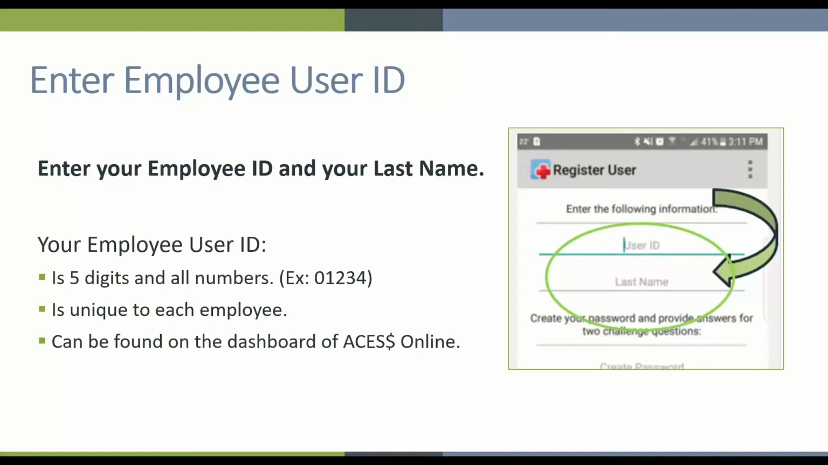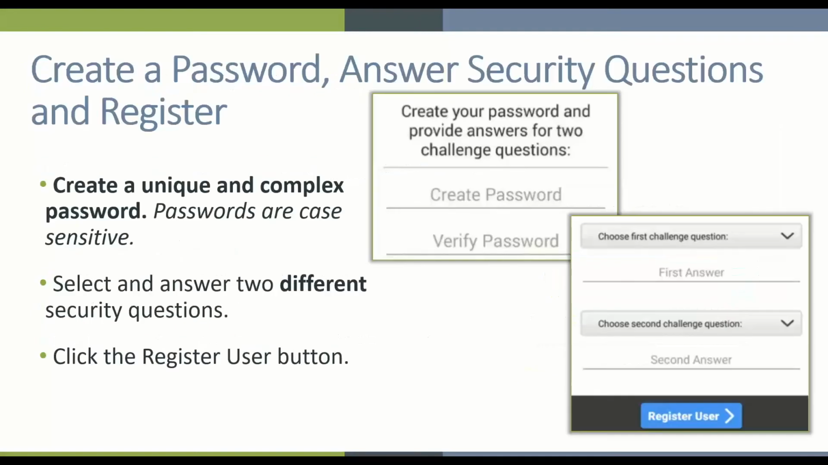Okay. So now we know this is for Wyoming. We know who the employee is. Okay, employee, let's create a password, answer security questions, and finish registration. The password needs to be entered twice. It's always encouraged to be complex and unique, so no one else can break into that account. Of course, passwords are case sensitive.